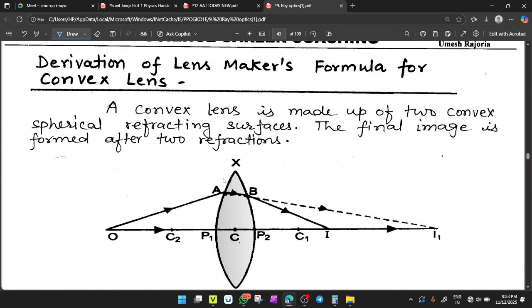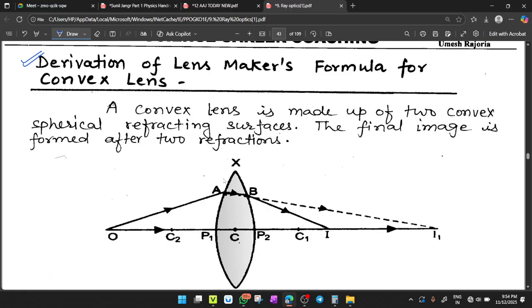Derivation for lens maker formula for convex lens. Yes, this is an important derivation, a many times asked question. Now, a convex lens is made up of two convex spherical refracting surfaces. There are two parts in a convex lens. Try to understand A part and B part. First part is A and second part is B. So there will be two refractions that take place.